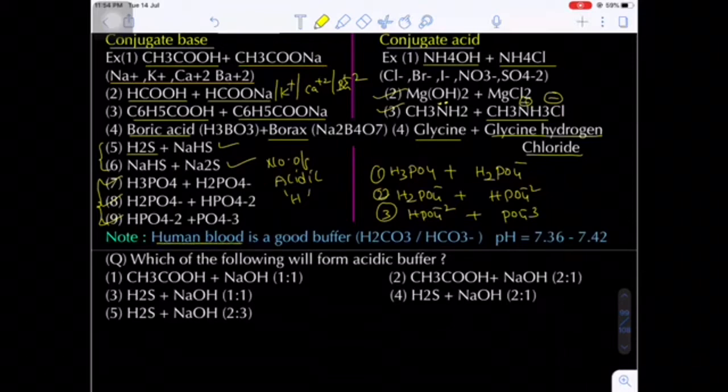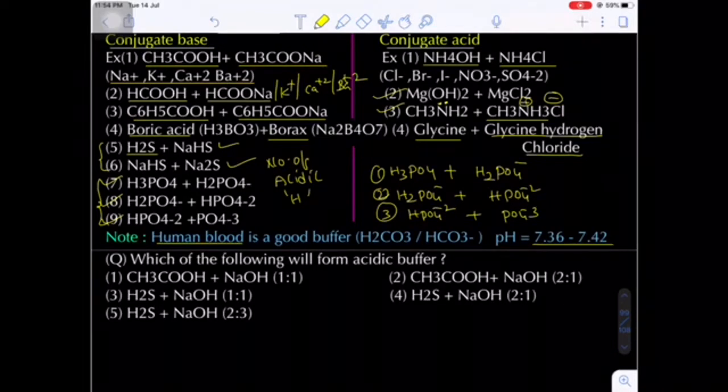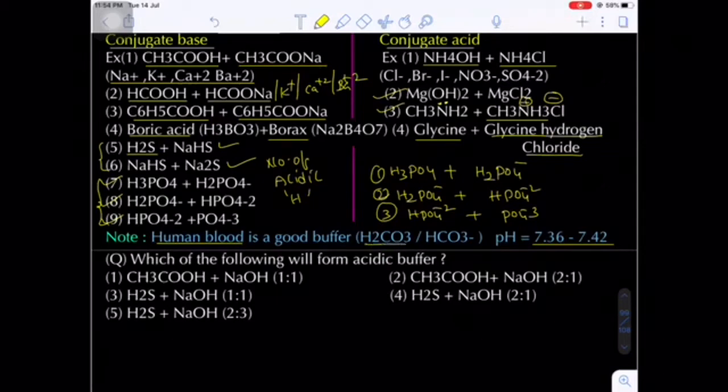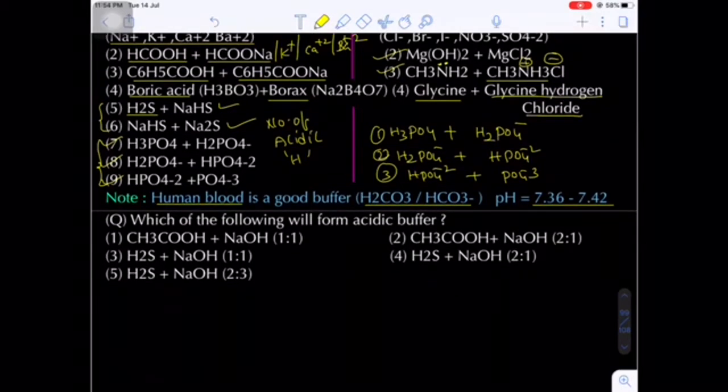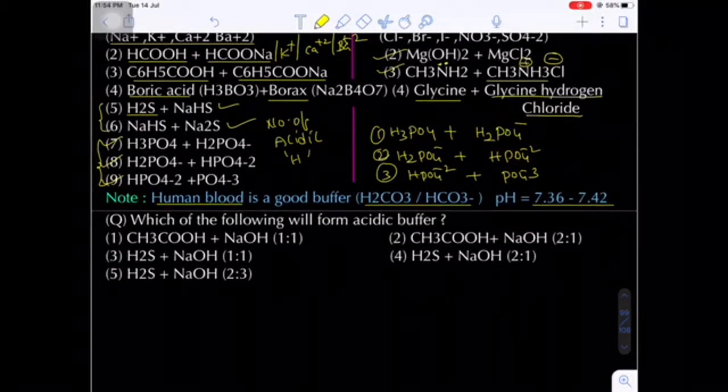Now, just now I told you human blood is a good buffer and its pH ranges between 7.36 to 7.42. This is an objective question. What is the pH of the blood? 7.36 to 7.42. Here carbonic acid and bicarbonate is the buffer.